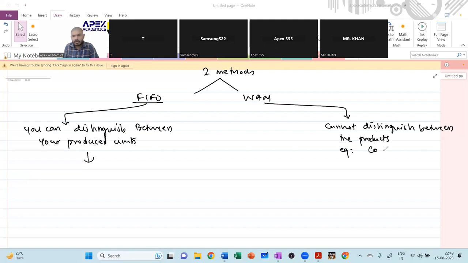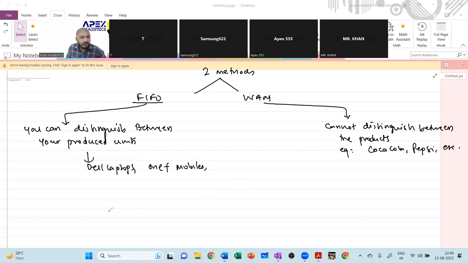For example, Coca-Cola, Pepsi, etc. You can distinguish between the units that you're making. Dell laptops, OnePlus mobiles. You can distinguish between these items, even though they are identical. Even if they are identical, you can distinguish between them. That's an important aspect for you to consider.